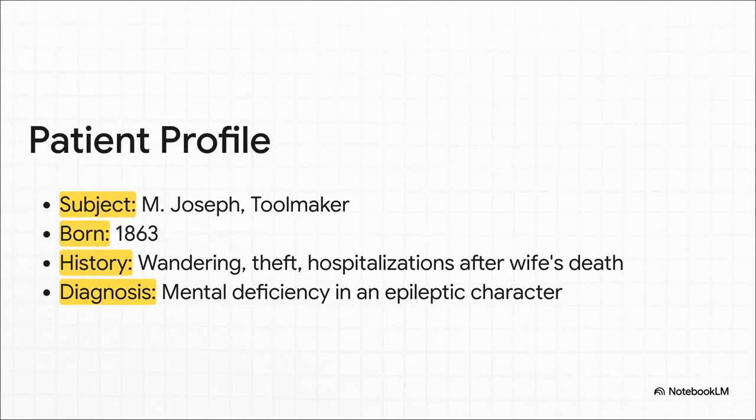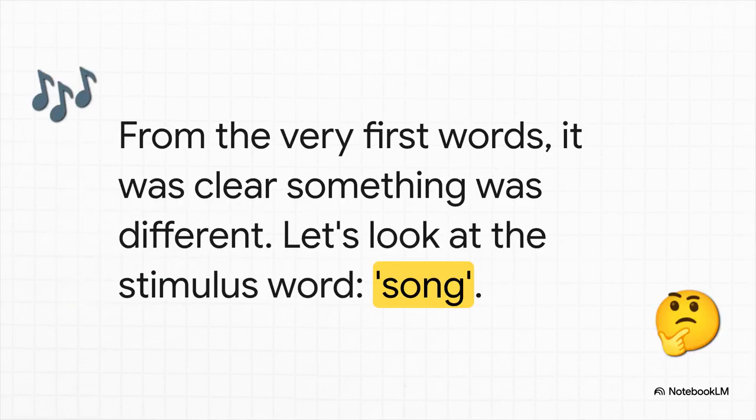This is M. Joseph. He was a 41-year-old toolmaker, and his backstory is really important here. After his wife died, his life just completely spiraled. He started wandering, there was some theft, and he ended up in and out of hospitals. His official diagnosis was a mental deficiency, but it was all seen through the lens of that epileptic character we were just talking about.